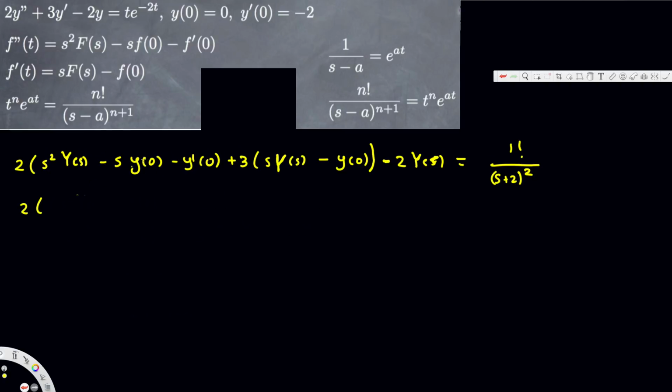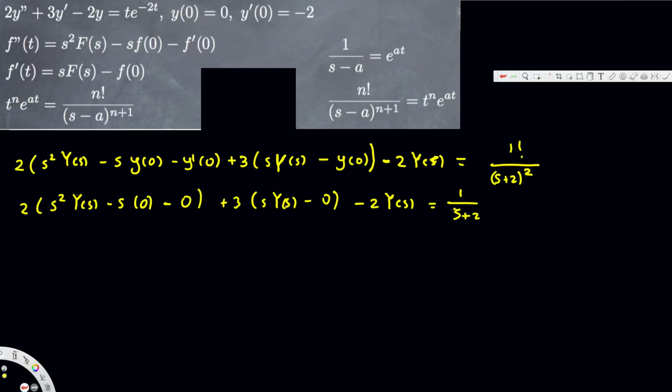We have two initial conditions. We have y of 0 is equal to 0, and also we have y prime of 0 is equal to negative 2. And if we replace that one here, this is going to become s square capital Y of s minus s times 0. Then y prime of 0 also 0, so this is going to be just 0. And then here we have 3 s Y of s, and then we have y of 0, that's going to be just 0. After that we have negative 2 capital Y of s, and 1 factorial is just 1, so this is going to be just 1 over s plus 2 squared.